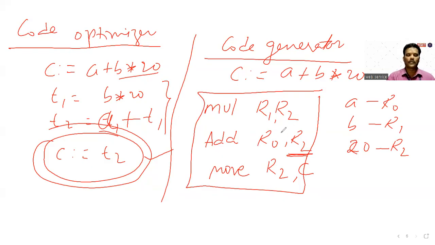So these are the six phases of a compiler. The compiler consists of the lexical analyzer, syntax analyzer, semantic analyzer, intermediate code, code optimizer, and code generator. So this is about the phases of a compiler.